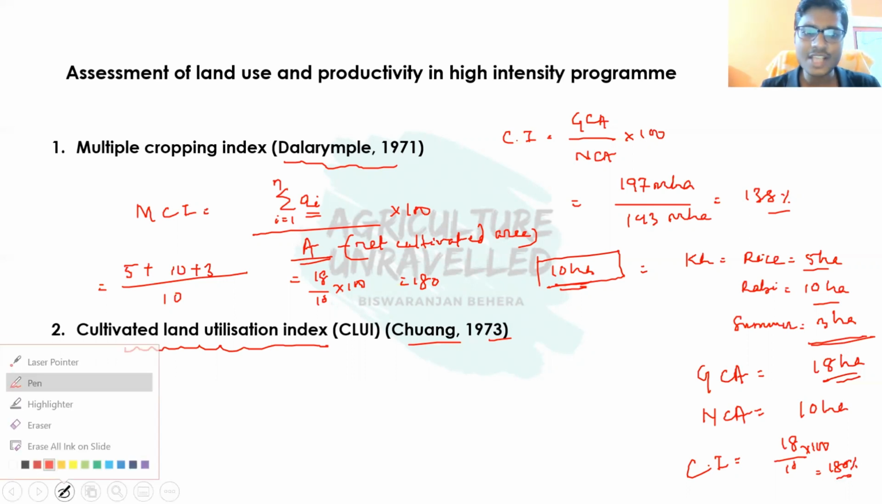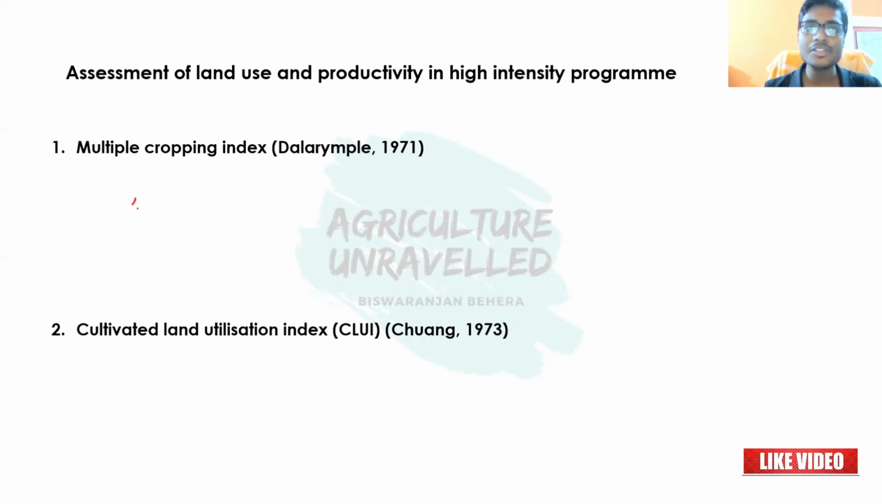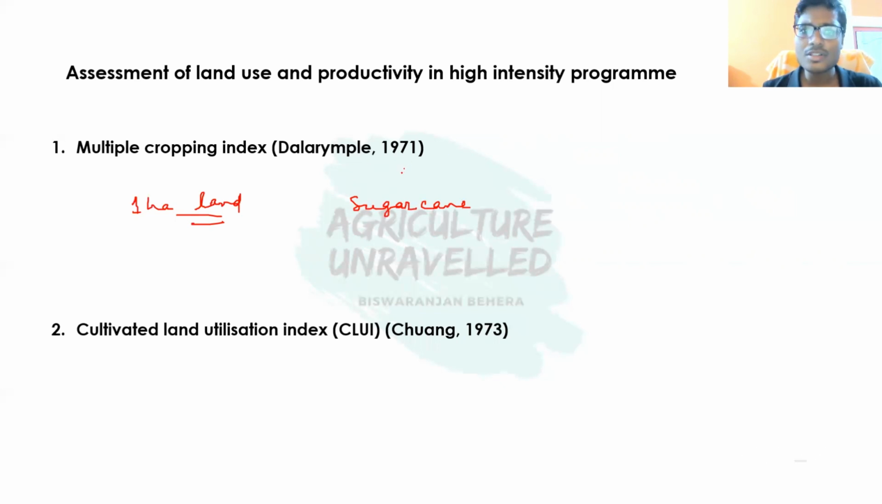Here I will give a small example. For example, a farmer has 1 hectare land and grows sugarcane crop. Suppose there are two farmers, farmer A and farmer B. Both have 1 hectare land. But farmer A grows sugarcane in 1 hectare land in a year. Here the crop is sugarcane and we know the duration of sugarcane crop is 1 year.